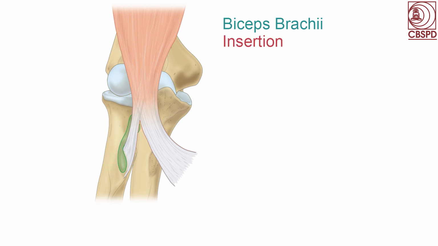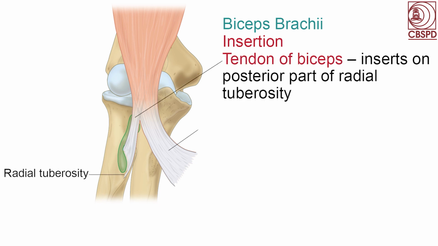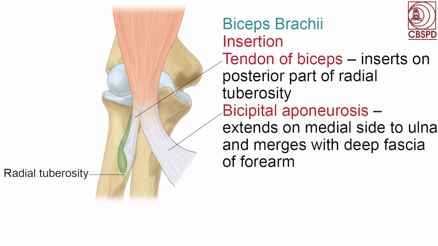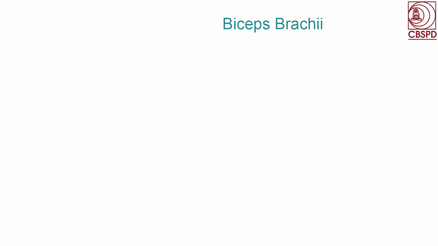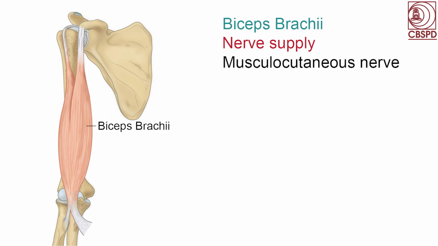What is the insertion? Biceps brachii inserts through its aponeurosis and the tendon. Tendon inserts on the posterior part of radial tuberosity. Bicipital aponeurosis extends on the medial side to the ulna and merges with the deep fascia of forearm. What is its nerve supply? The biceps brachii is supplied by the musculocutaneous nerve.